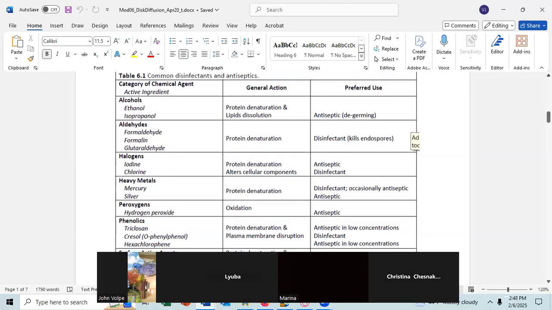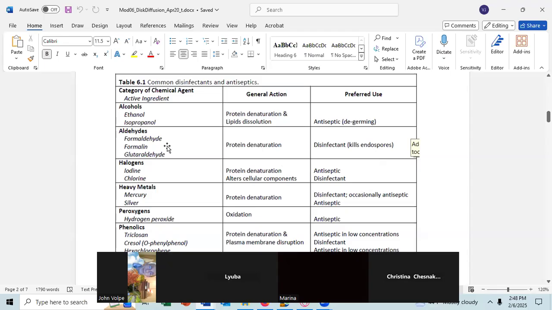Table 6.1 is showing you some common disinfectants and antiseptics, telling you the category name, what's an alcohol, what are aldehydes, what are halogens, and then the general action and the preferred use. Like alcohols are a very weak antiseptic agent, and we call that a degerming agent because it's not really a disinfectant or an antiseptic because it's not a very good one. We can use it as an antiseptic, but when you apply alcohol to the skin, you do not remove all of the vegetative cells in the region that has been alcoholed.